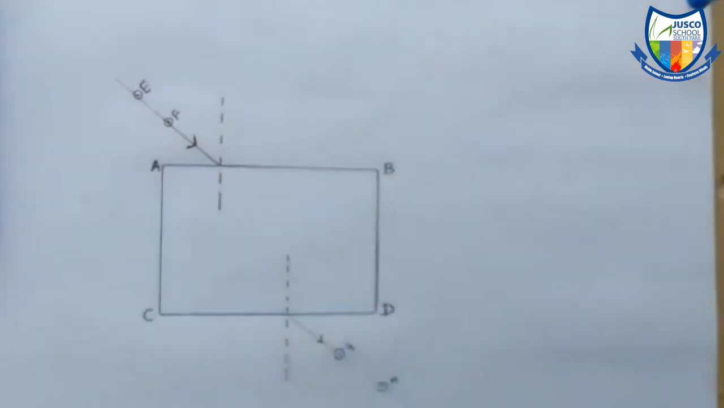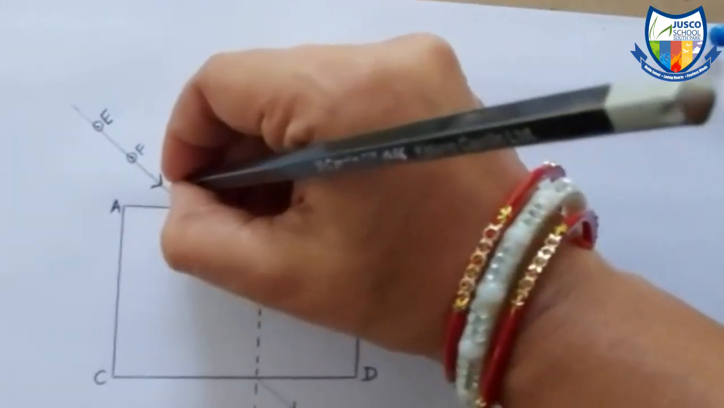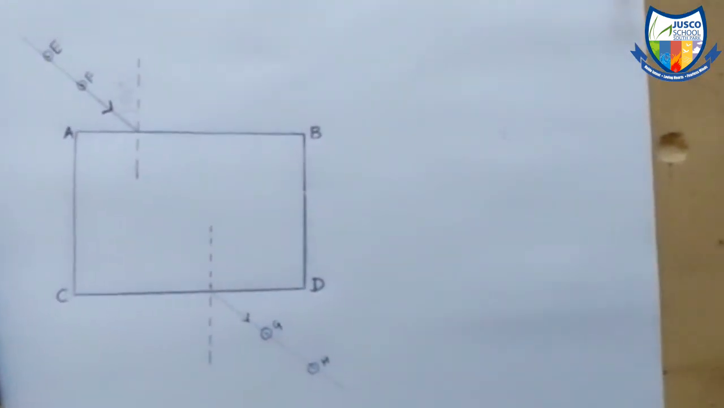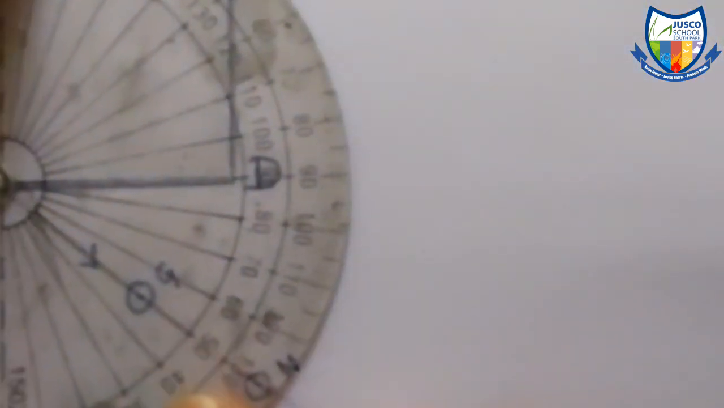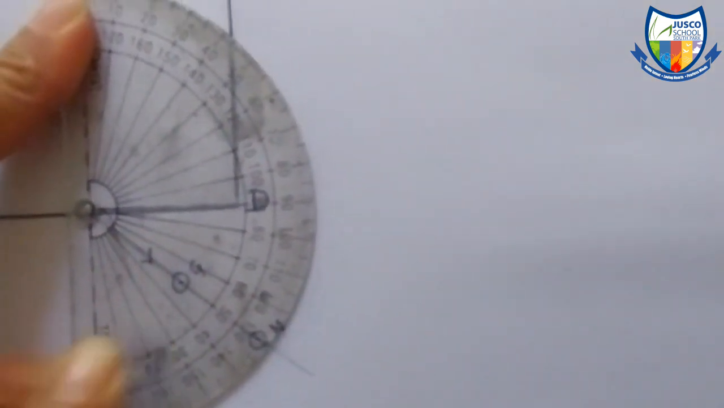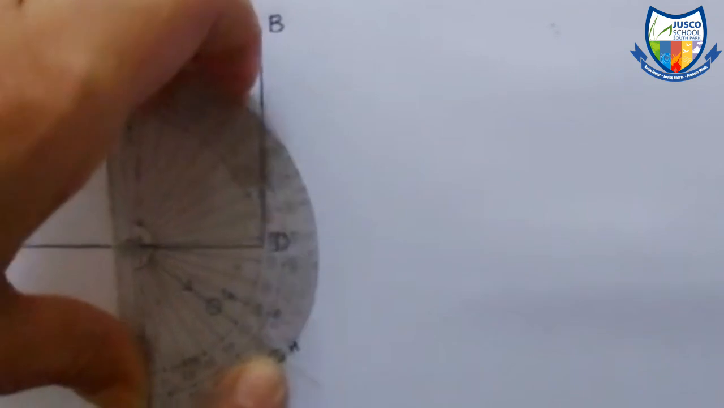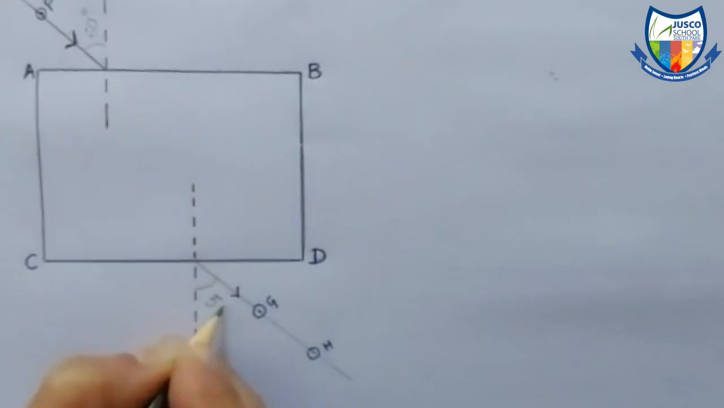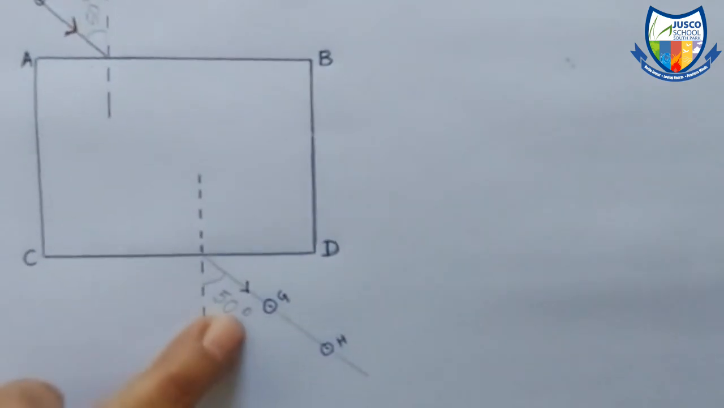So this is 50 degrees. Okay, and what is the case of the emergent ray? Let's check this. Have we done it correctly? Oh wow, this is exactly 50. You can see this line and this line. So this is exactly 50, so this angle is also 50 degrees. So these two angles are equal.